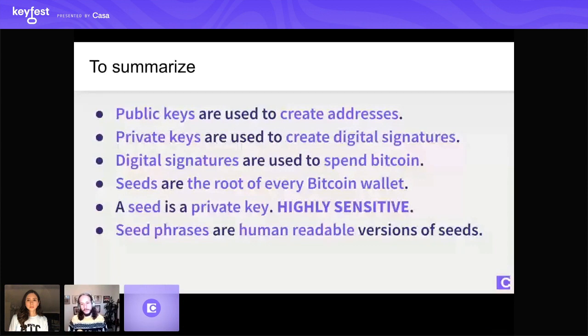And now we're at a point where we have human readable versions of those seed phrases. So we have a system that's processing and crunching all of this technical math and cryptography, but at the end of it, we've got a human readable version of our private key.